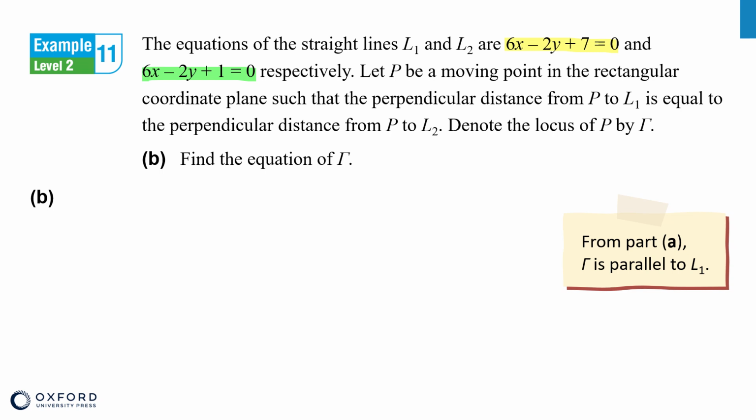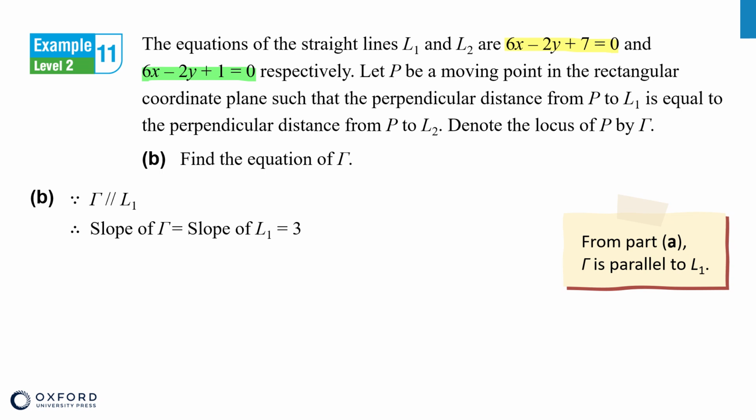Part B, we need to find the equation of gamma. Do you recall with what information we may determine a straight line? 2 points or 1 point and the slope can determine a straight line. Since we know that gamma is parallel to L1, we have a slope. So what we should do next is to find one more point on gamma.